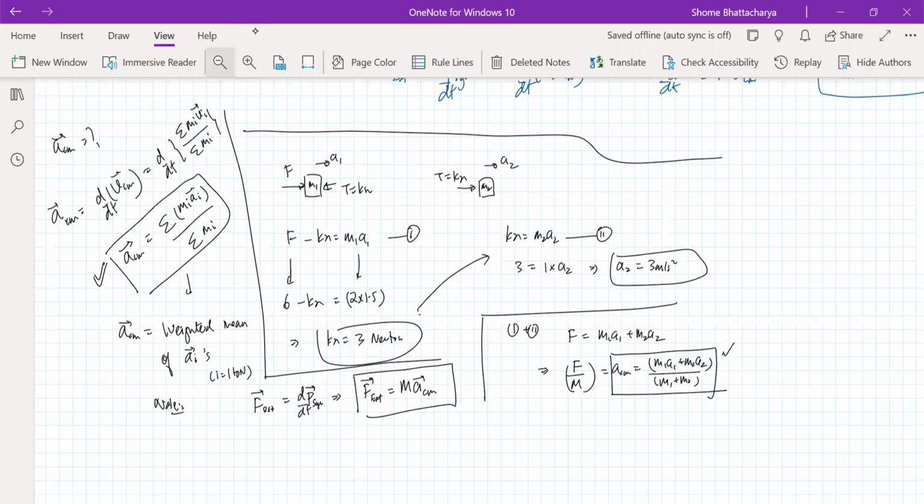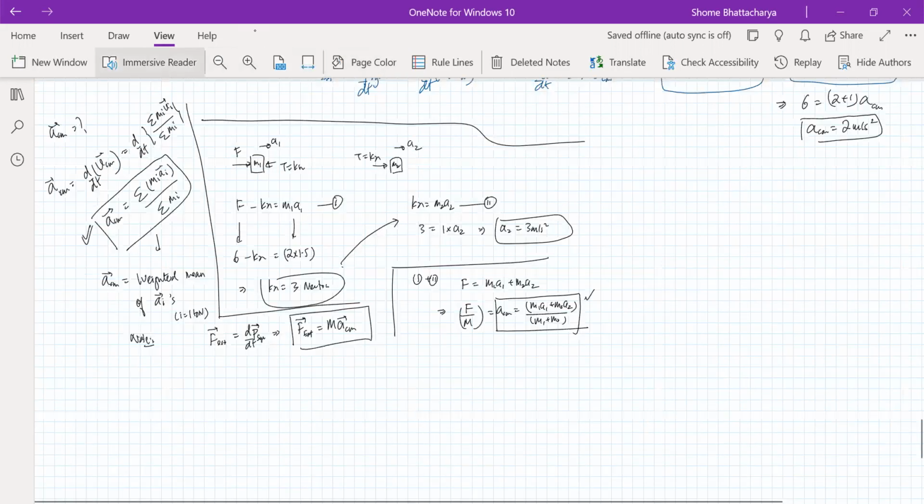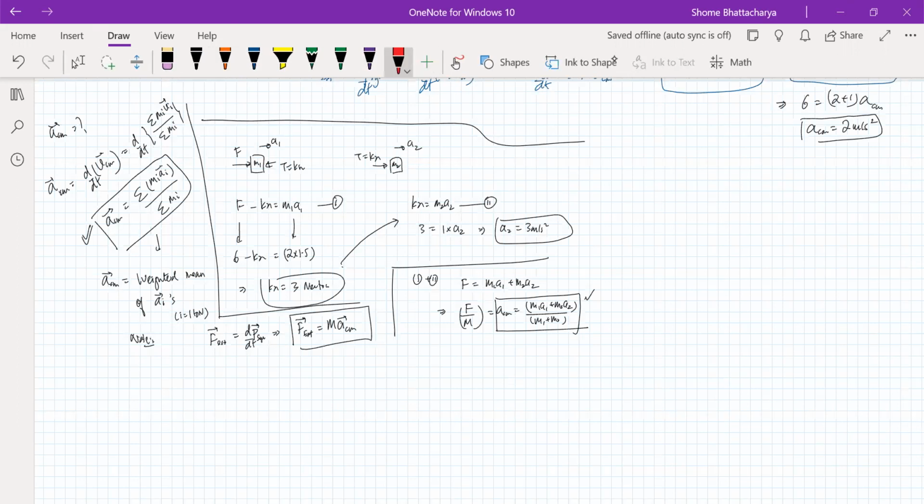But just one more thing before we wind up. We have this equation that net external force on a system is equal to rate of change of its momentum. This implies that if the net external force is 0, and such type of a system we call as a mechanically isolated system, then it implies that its momentum is conserved.